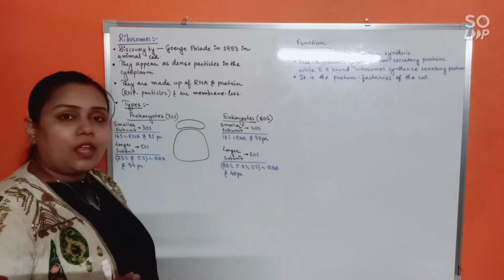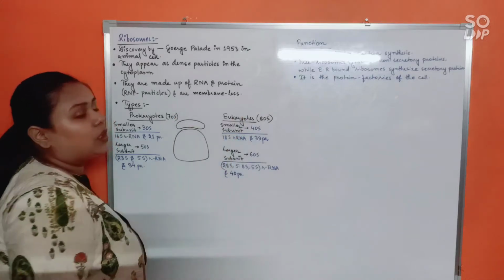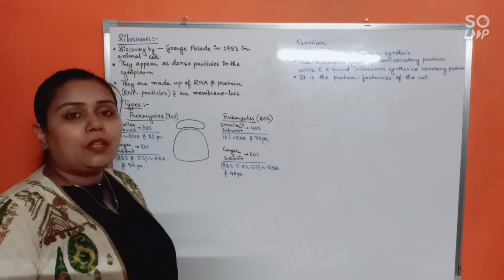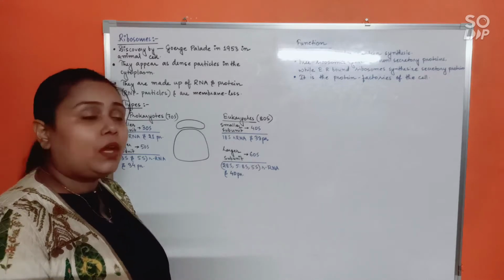The most important thing regarding ribosomes is that they are membrane-less cell organelles. They do not possess any membrane. Like the endomembrane system was single membrane, mitochondria and plastids were double membrane bound. Here it is non-membrane bound.